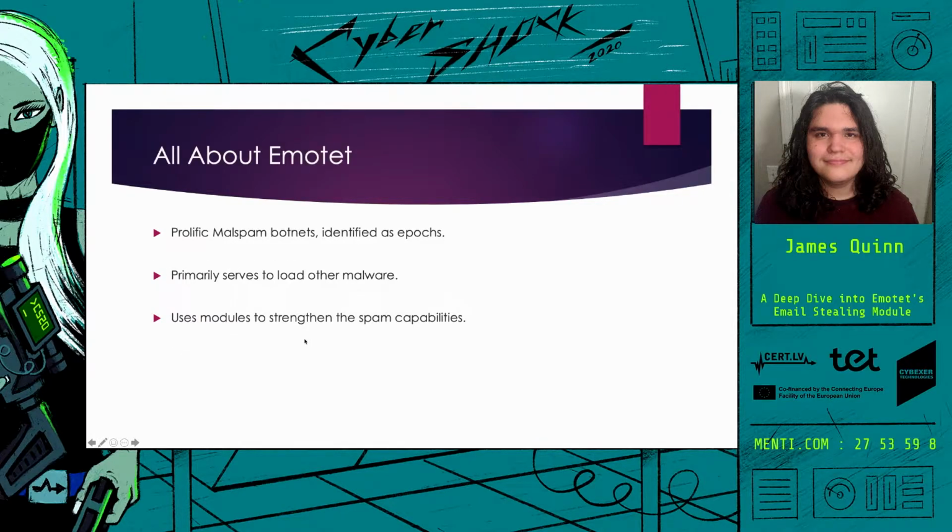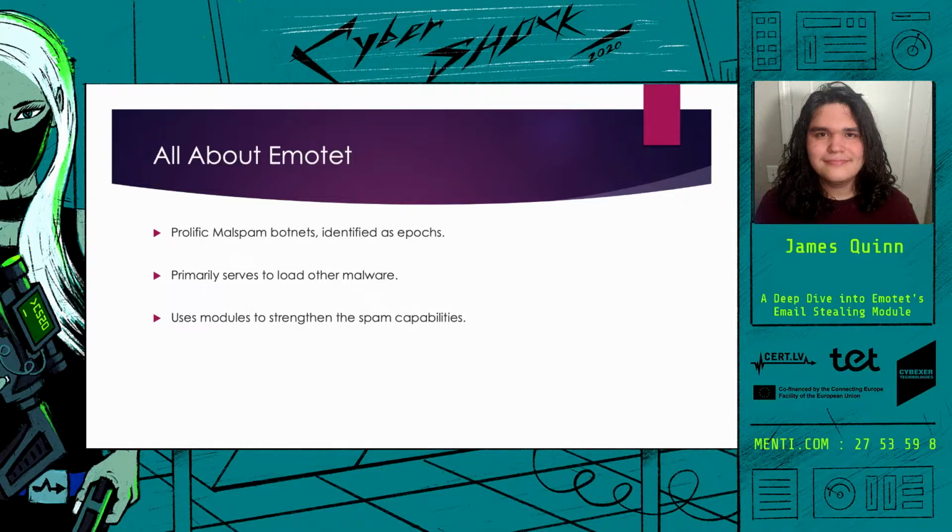Just to give a brief description of Emotet, it is a very prolific and quite dangerous malspam botnet. It's pretty huge. There are actually three individual botnets, divided by epochs, as in the geology term. Epoch 1, Epoch 2, Epoch 3. The campaigns that each epoch runs will be different from the other epochs at the exact same time.